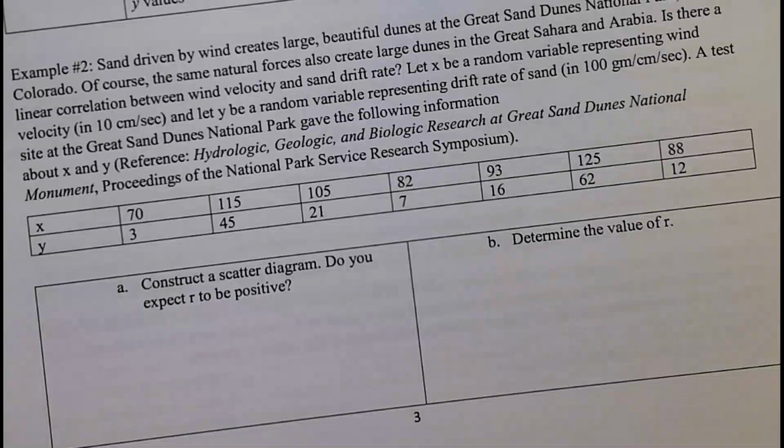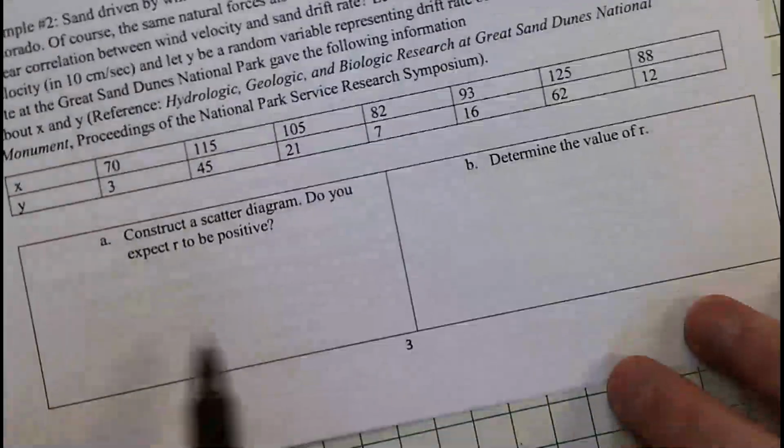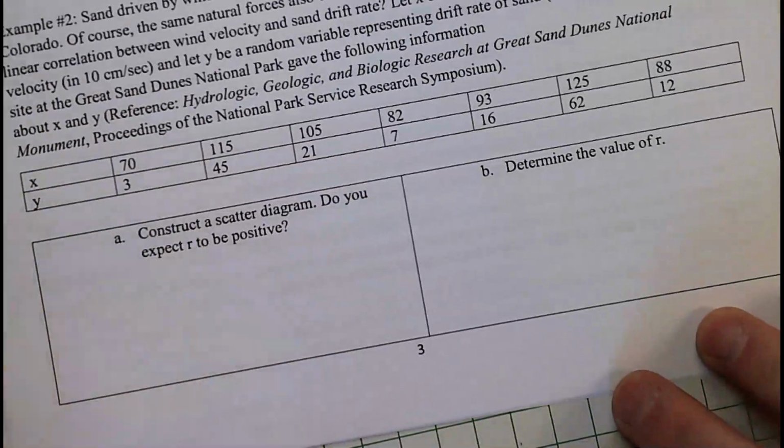Sand driven by wind creates large, beautiful dunes at Great Sand Dunes National Park in Colorado. Of course, the same natural forces also create large dunes in the Great Sahara in Arabia. Is there a linear correlation between wind velocity and sand drift rate? Let X be a random variable representing wind velocity, and let Y be a random variable representing drift rate. A test at the site gave the following information about X and Y.